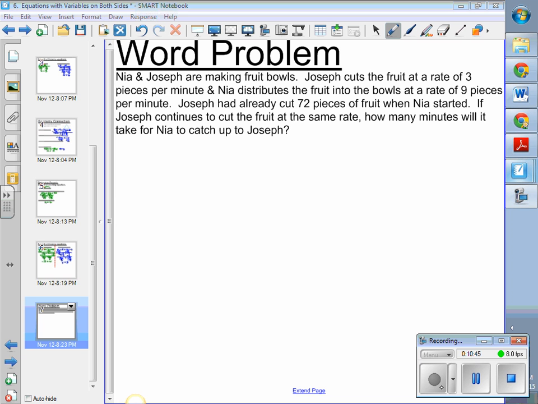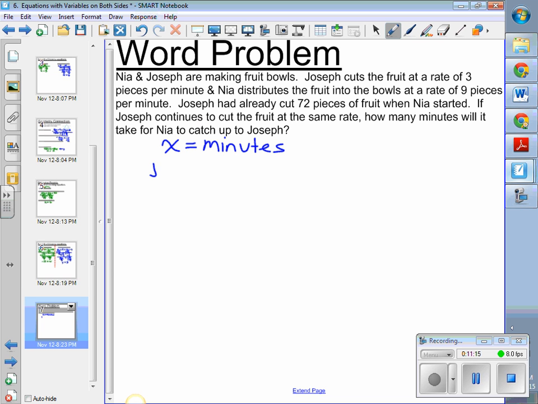Okay, so here we have a word problem. Mia and Joseph are making fruit bowls. Joseph cuts the fruit at a rate of 3 pieces per minute, and Mia distributes the fruit into the bowls at a rate of 9 pieces per minute. Joseph had already cut 72 pieces of fruit when Mia started. If Joseph continues to cut the fruit at the same rate, how many minutes will it take for Mia to catch up to Joseph? So, x is going to be our minutes. Always good to identify what your variable is.